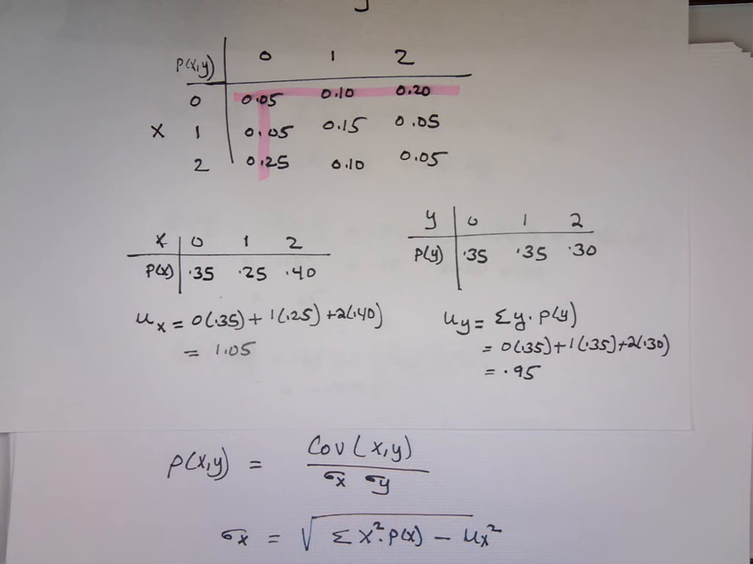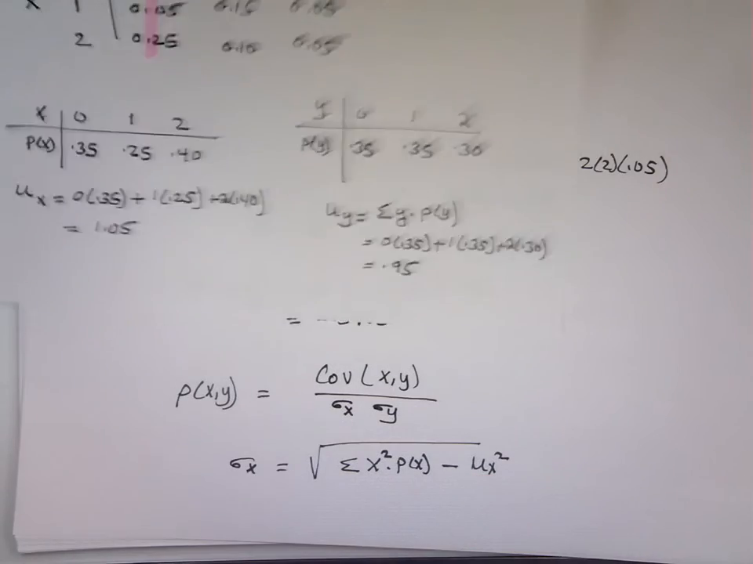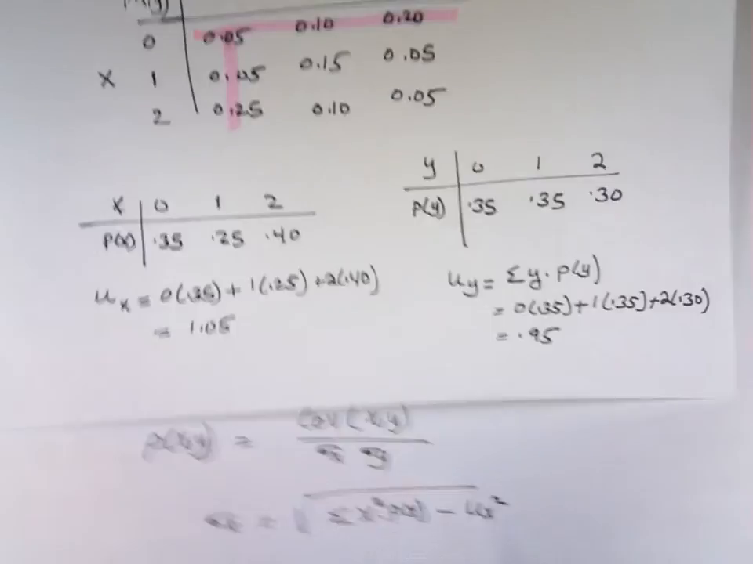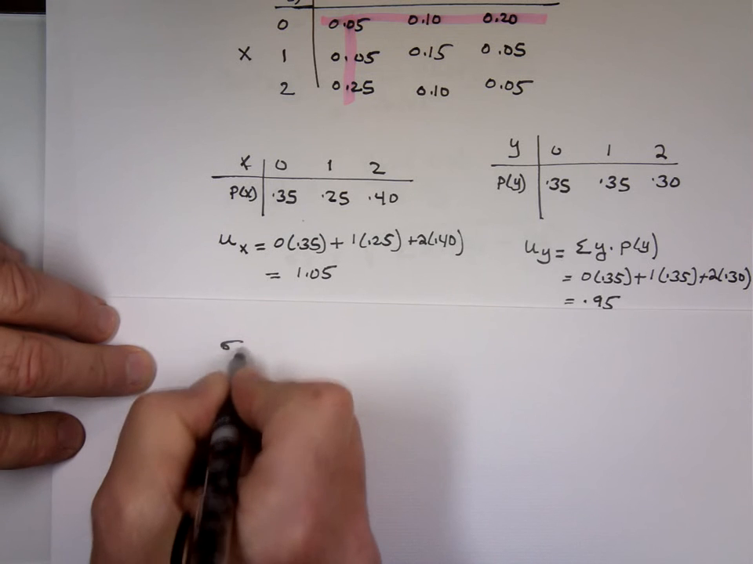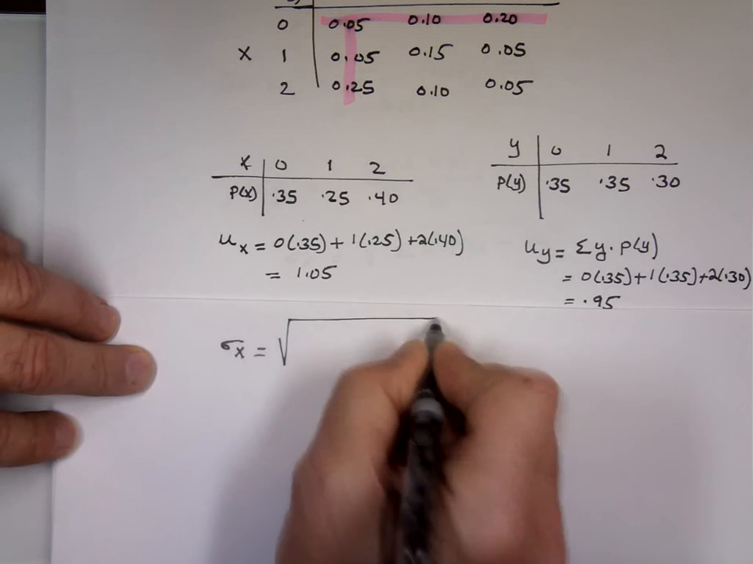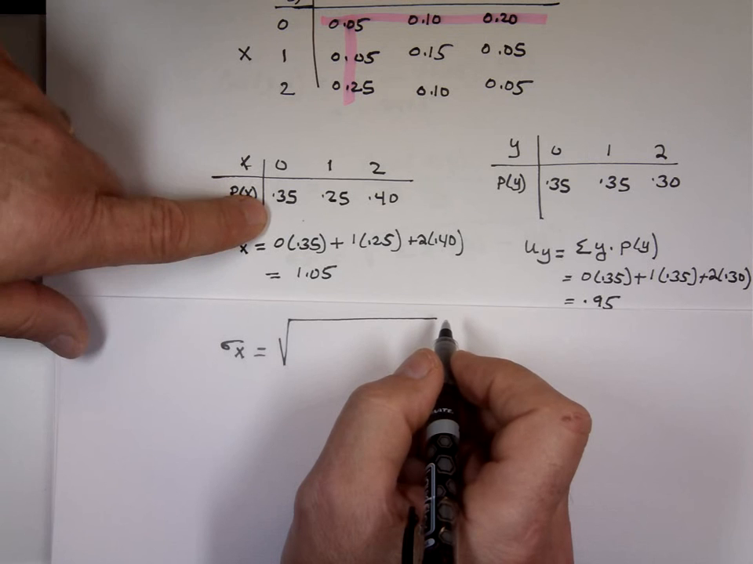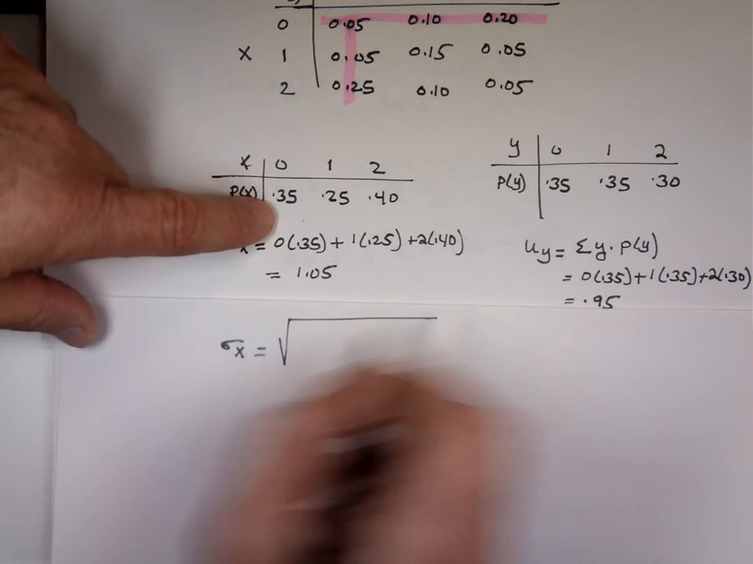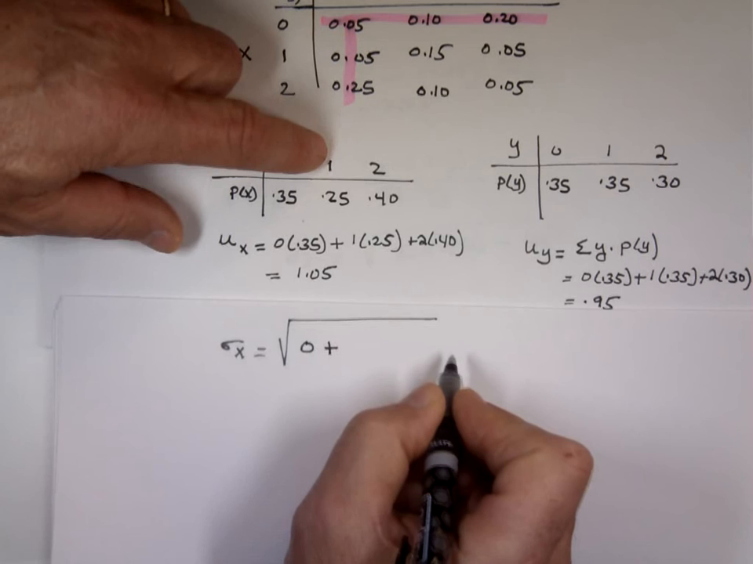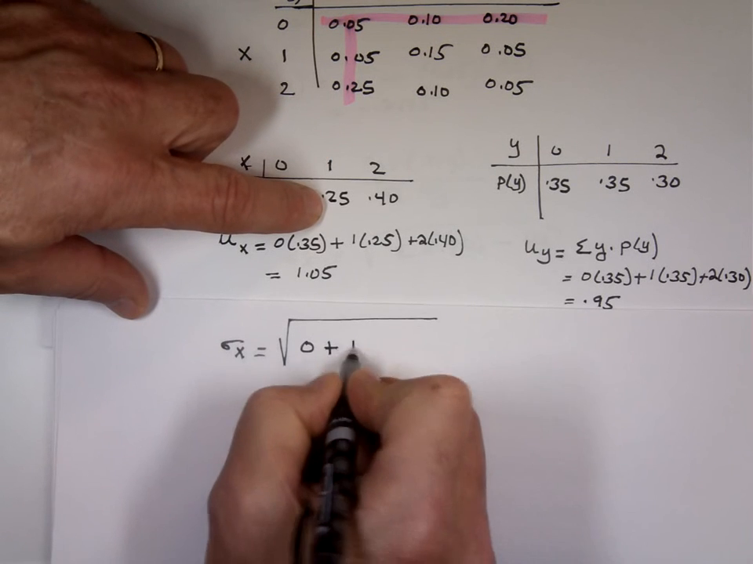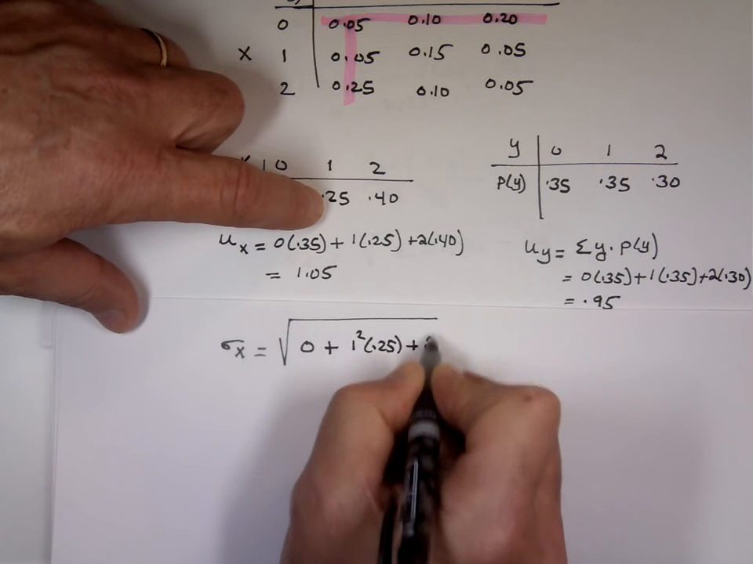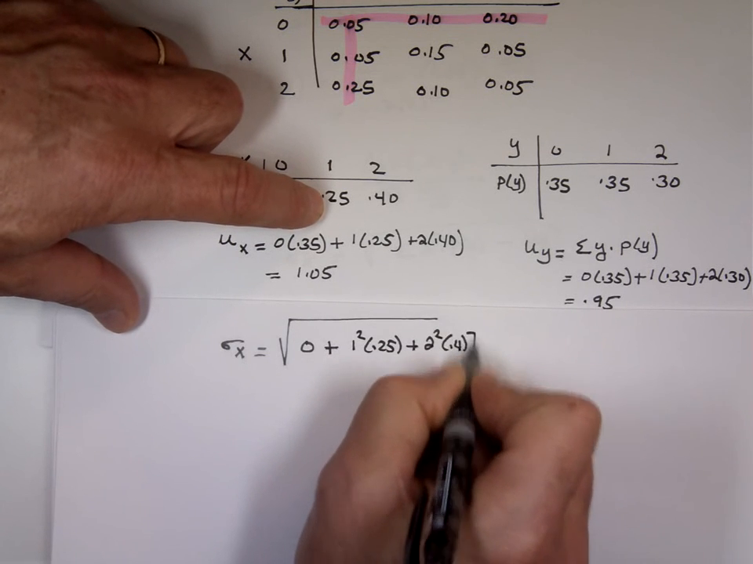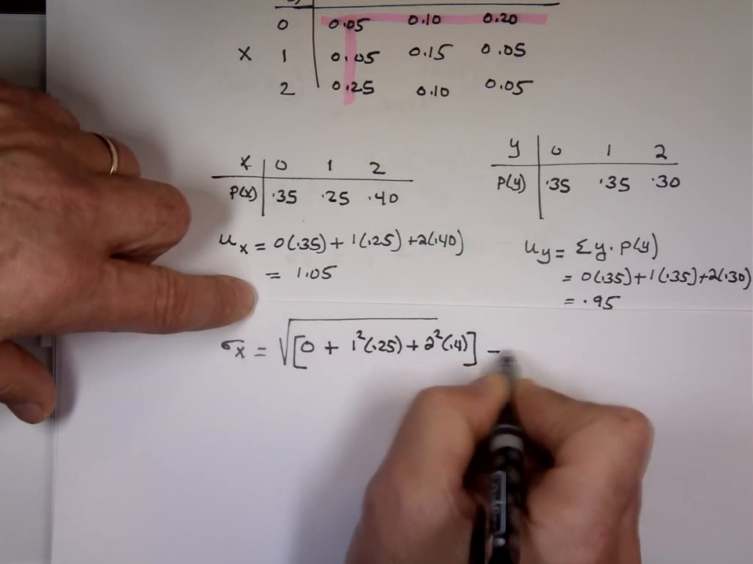So let me just find what sigma x and sigma y. I know what mu x is. So here's sigma x. It's the square root of x squared times 0.35. 0 squared times 0.35 is 0. 1 squared times 0.25, plus 2 squared times 0.4. All of that minus 1.05 squared.